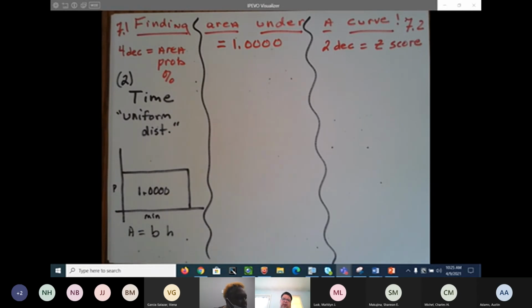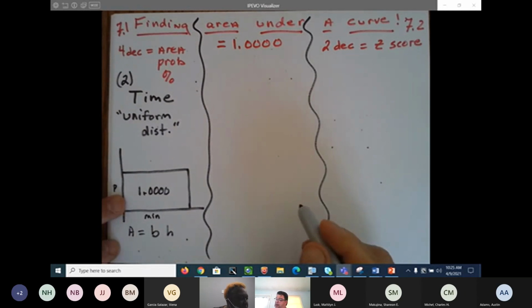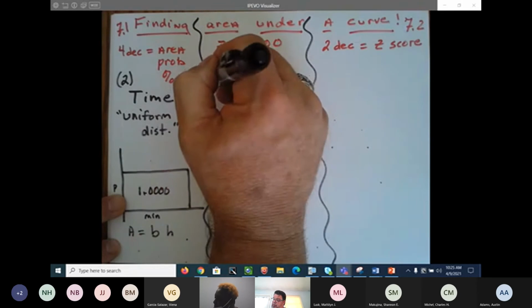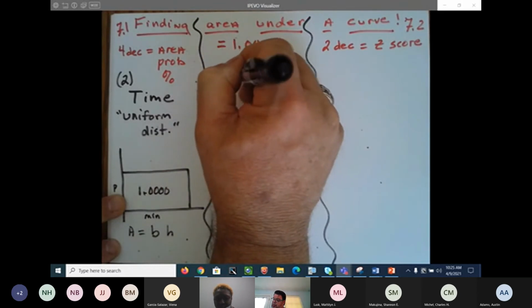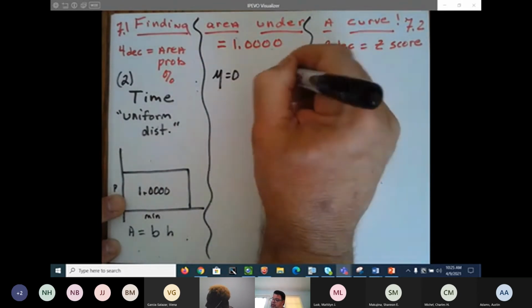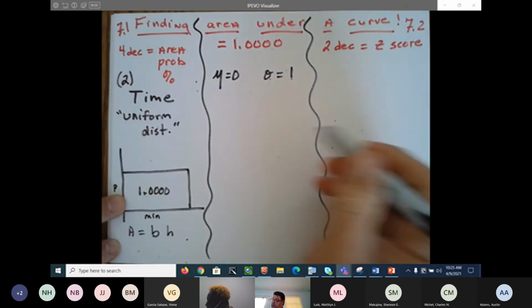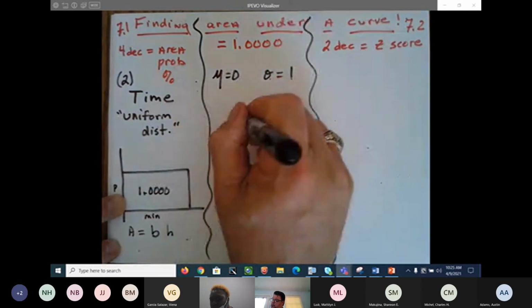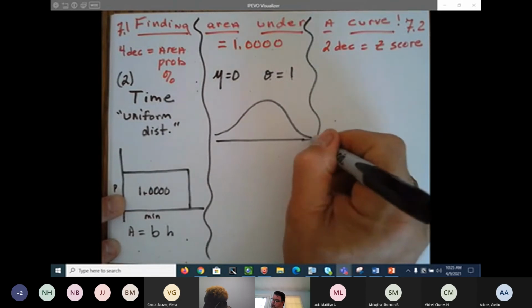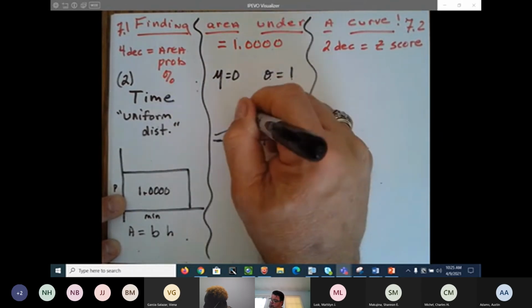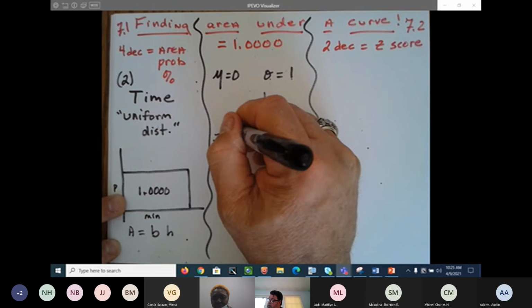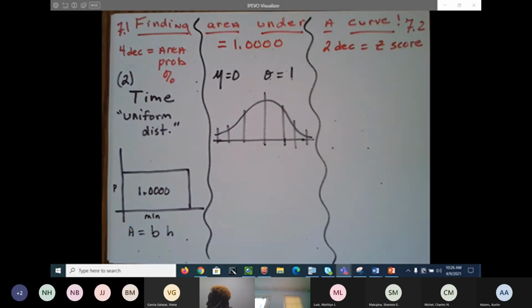They're the same 2 questions pretty much. Okay, the next type of problem is area under the curve where mu is equal to 0 and the standard deviation is equal to 1. Y'all remember me telling y'all? Hold on a second. Go ahead and write that down.